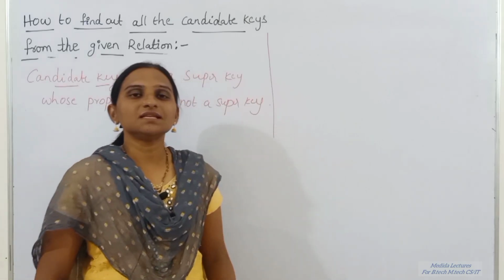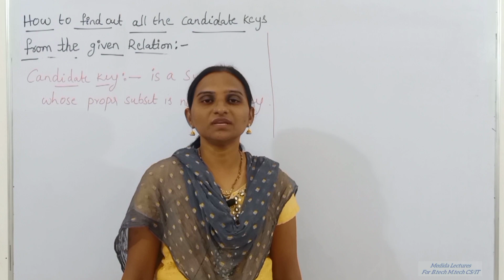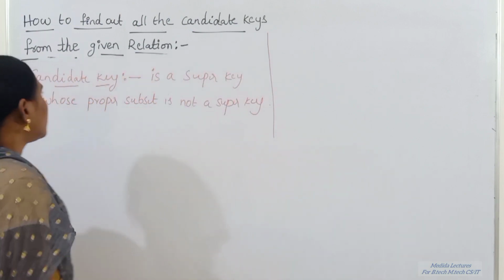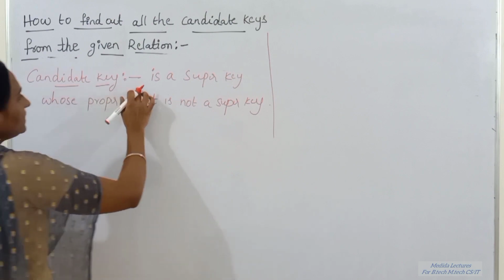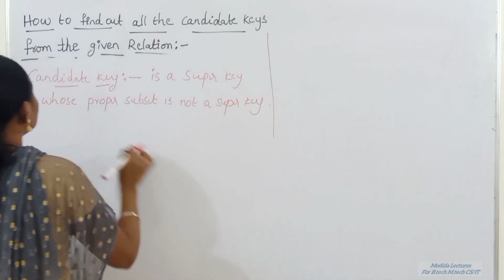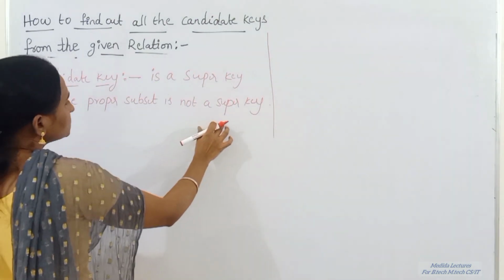Hi everyone, in this lecture I am going to discuss how to find out all the candidate keys from the given relation. First we will see the definition of candidate key. What is a candidate key? Candidate key is a super key but whose proper subset is not a super key.